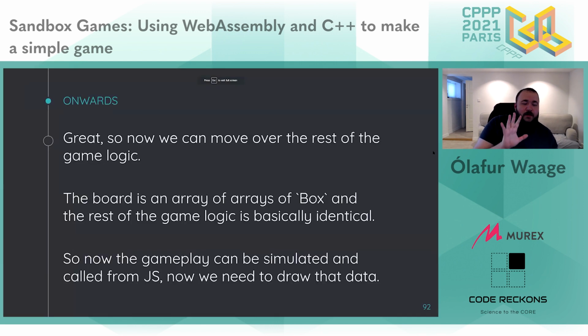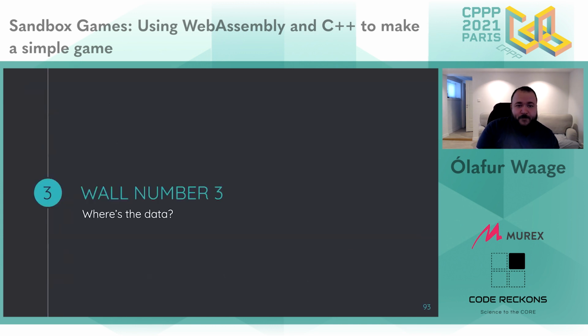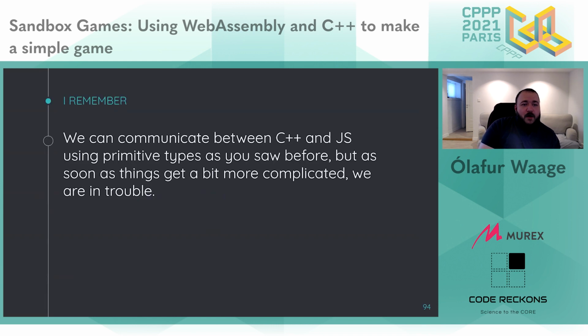Okay. Yeah. So we moved everything over, and things seem to be happy. Okay. So where's the data, right? So we can communicate between C++ and JavaScript using primitive types. So just like you saw before, we can send an int over, we can send a float over in that sense. But as soon as we get a bit more complicated, we are kind of in trouble there, right?